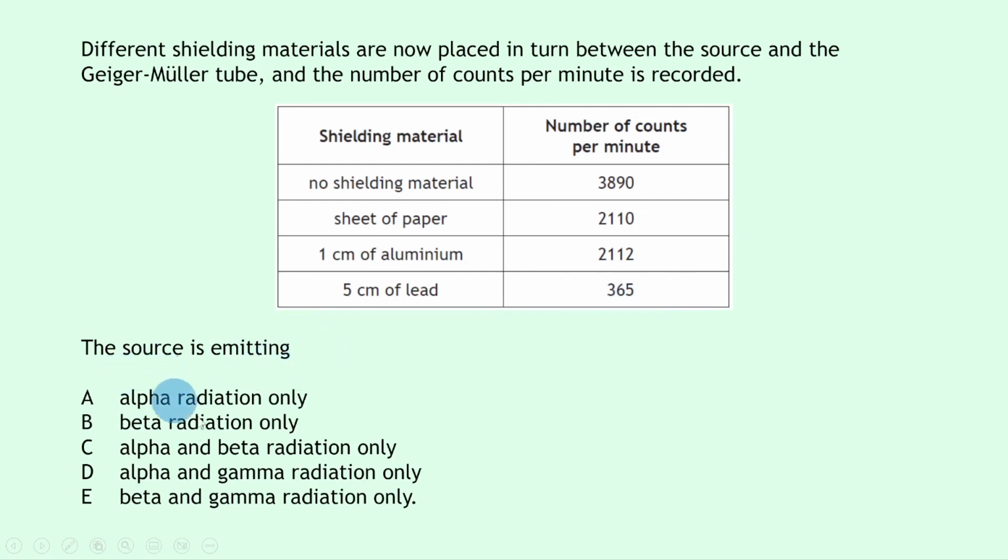So it says the source is emitting alpha radiation only, beta radiation only, alpha and beta radiation only, alpha and gamma radiation only, or beta and gamma radiation only. Well, we can work it out from what's happening to the number of counts here. So we can start off with no shielding material, gives us this count rate, and you'll see that we're dropping quite a bit in terms of the number of counts per minute recorded when a sheet of paper is used. So that means the source must contain some alpha radiation because our reading is going down quite a bit using a sheet of paper. And that's because a sheet of paper, remember, can stop alpha particles. But when they use aluminium instead, we're not really getting much of a change in terms of our number of counts per minute. So that means that beta radiation is likely not going to be present in our source. And lastly, when lead is used, you'll see the reading drop quite a bit. So that means that gamma radiation must be getting stopped now. So that means our source must contain both alpha and gamma radiation, which is option D.